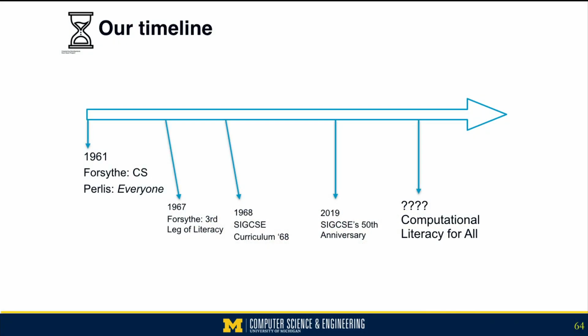1961, Forsythe uses the term computer science in the Journal of Engineering Education. Alan Perlis says this is for everybody. 2019, SIGCSE's 50th anniversary. So when will we achieve computational literacy for all? Let me give you a couple of stats to keep this in mind. Last year, the American Society for Engineering Education turned 125 years old. The National Council of Teachers of Mathematics was founded in 1920. Next year, they're going to be 100 years old. The American Association of Physics Teachers was founded in 1950. The Computer Science Teachers Association was founded in 2004. SIGCSE is only 50 years old.